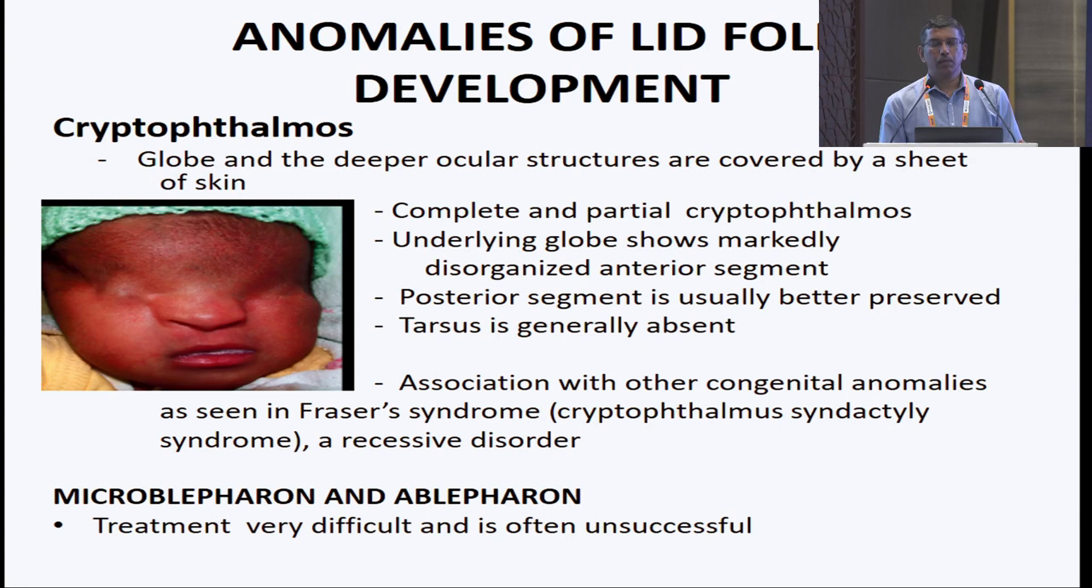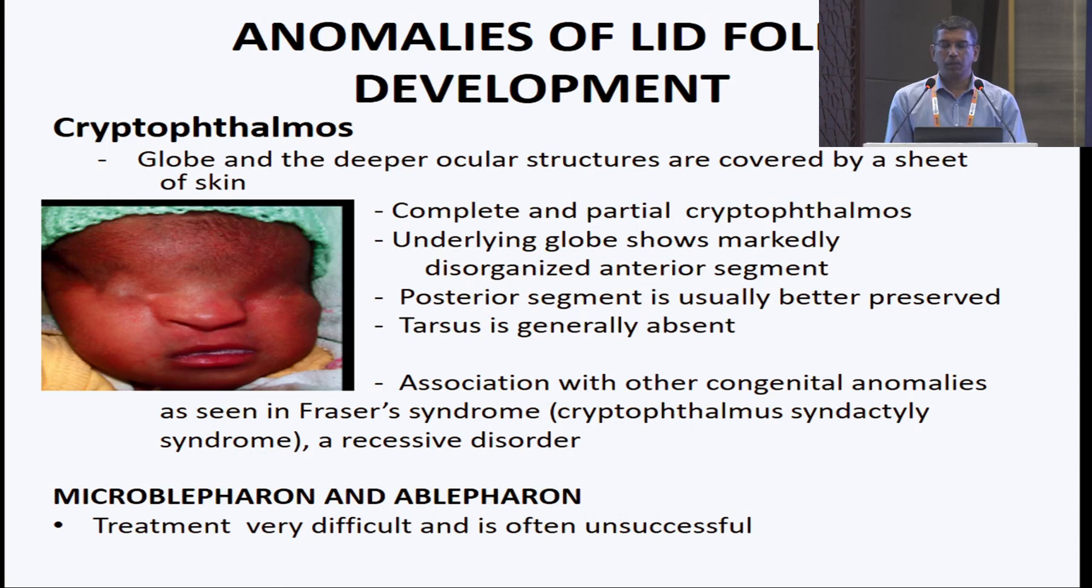The anomalies are basically of different lid fold development, then there is the anomaly for the margin and anomaly for the size. The lid fold development anomaly is called cryptophthalmos, where the globe and deeper tissues are covered by a sheet of skin, and there is a complete and partial cryptophthalmos, a partial or complete obstruction of the globe. So the underlying globe is markedly disfigured or disorganized, because as the lid develops, it is commensurate with the development of the globe.